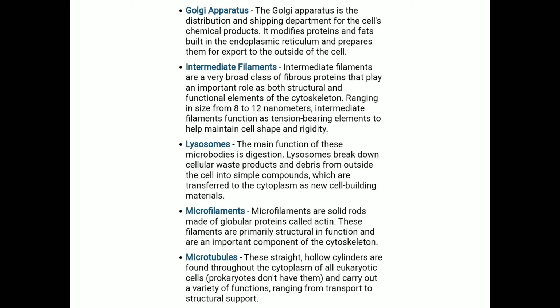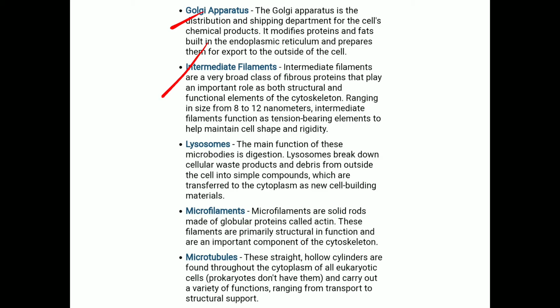Next, Golgi apparatus. The Golgi apparatus is the distribution and shipping department for the cell's chemical products. It modifies proteins and fats built in the endoplasmic reticulum and prepares them for export to the outside of the cell. Just keep in mind, what is the major role of the Golgi apparatus? It is also called the Golgi complex. Secretion of proteins from one cell to another cell.